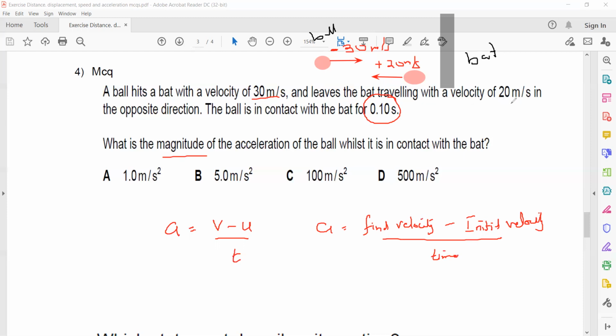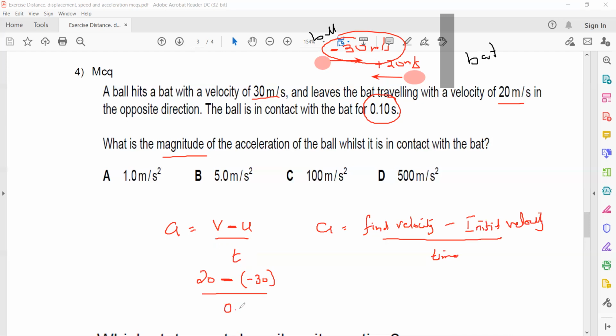It bounced back with a speed of 20. So final velocity is 20. This minus is for the formula, the change, because when we calculate a change, we take a difference. So difference is calculated by subtraction. And what is the initial velocity? Initial velocity, it's minus 30. So I should write here minus 30 divided by time interval.